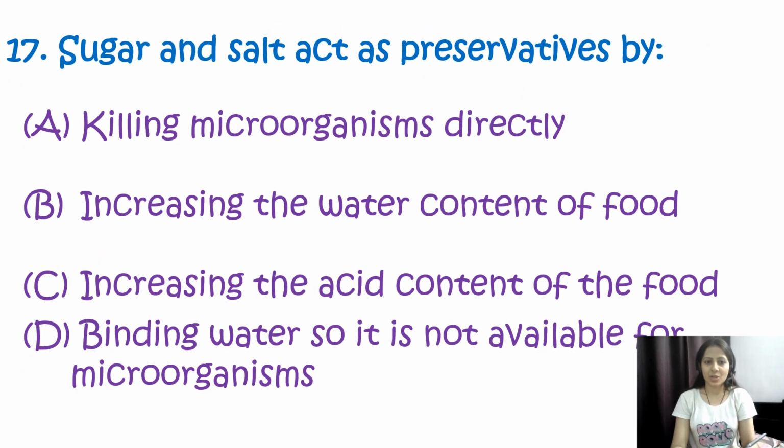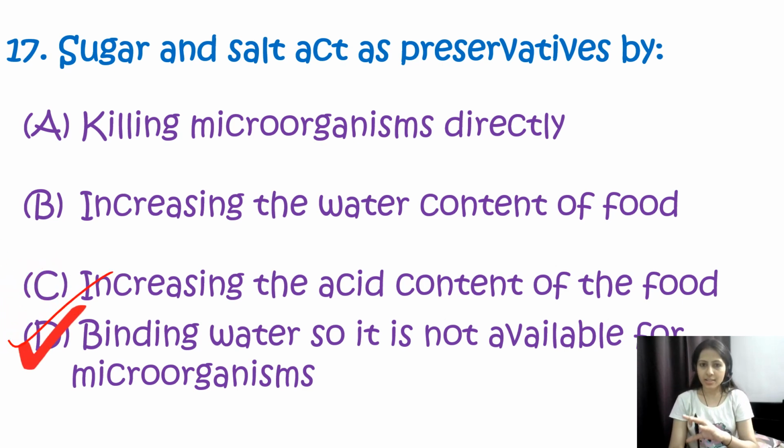Question number 17. Sugar and salt act as preservatives by, so the options are killing microorganisms directly, increasing the water content of the food, increasing the acid content of the food, or binding water so it is not available for microorganisms. So how do sugar and salt act as preservatives? Actually the primary reason is by binding water, so it is not available for the microorganisms. Correct option is D.